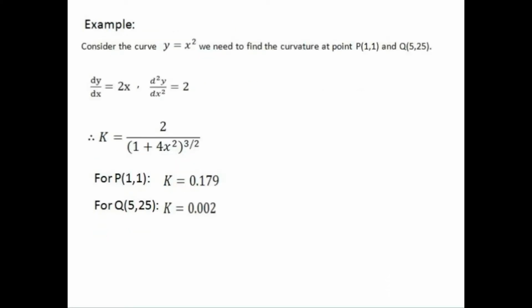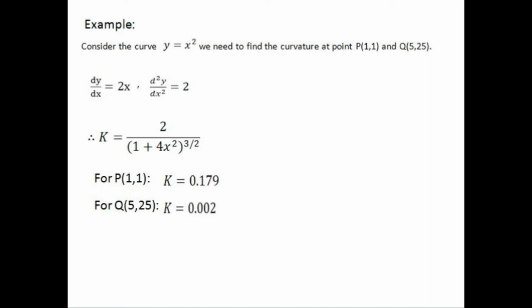Here is our first example. Consider the curve y equals x square. We need to find the curvature at points P and Q whose coordinates are given to us. We notice that the equation of the curve given over here is that of a parabola which is symmetrical about the y-axis and it passes through the origin. To find the curvature, we use our formula for finding the curvature.